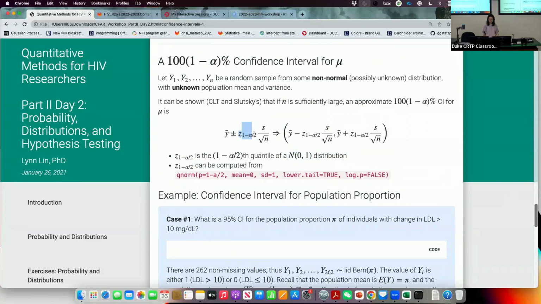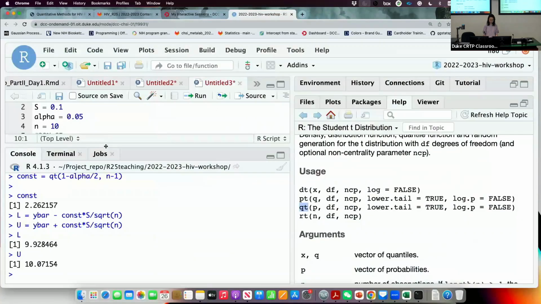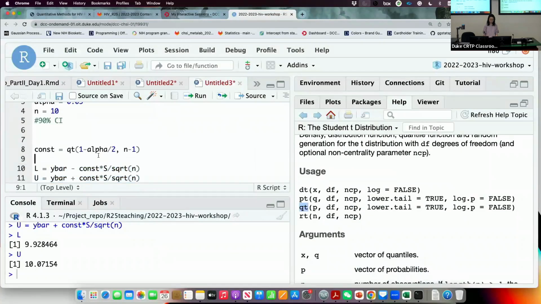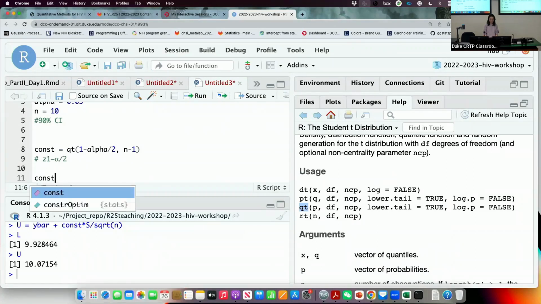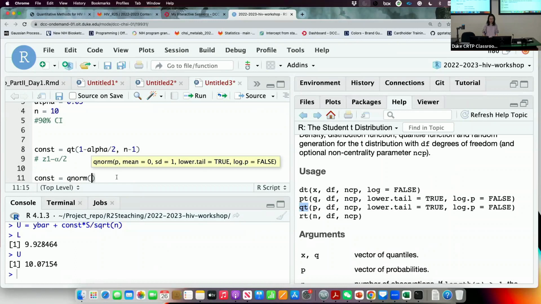So if, for example, I want to compute the constant, which is the quantile from my z, the standard normal distribution, with probability specified by 1 minus alpha divided by 2, the way I can compute it is with Q. We know this is a normal distribution, and in fact a standard normal distribution, so you have the qnorm.